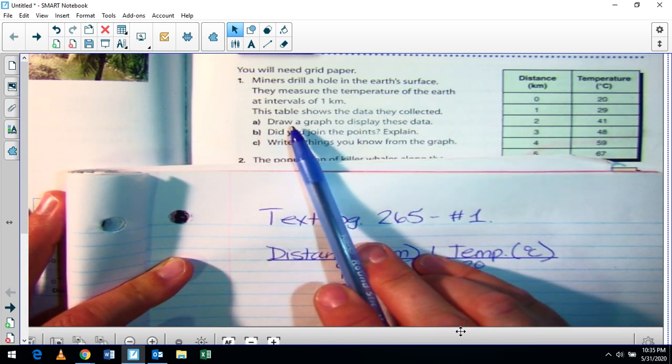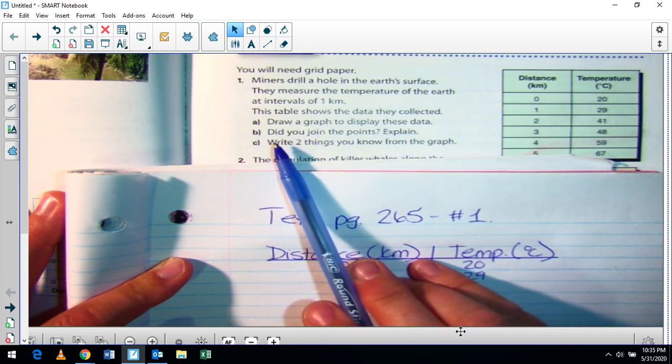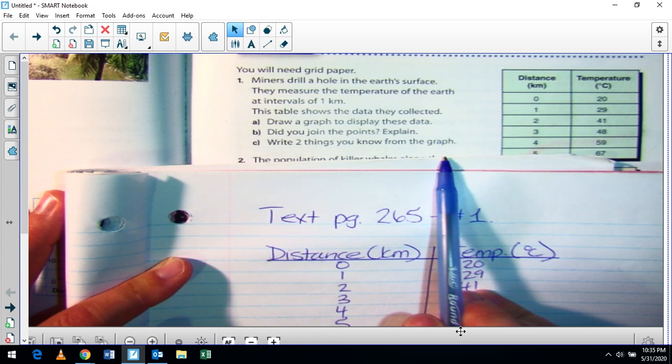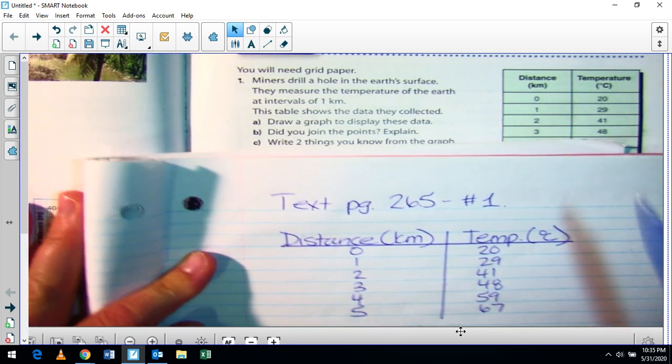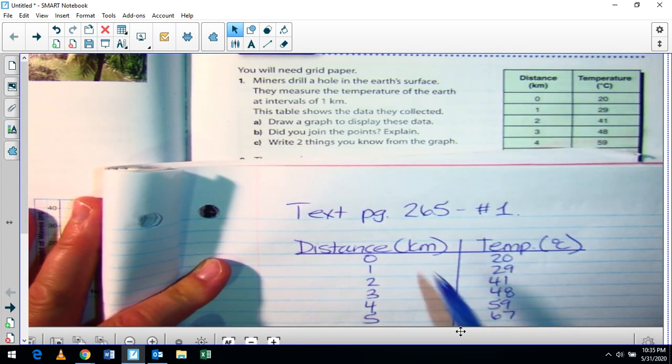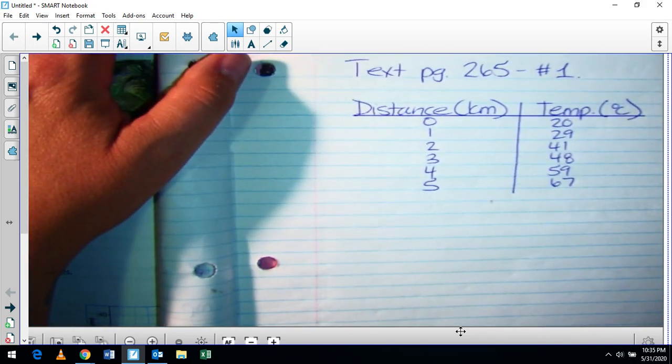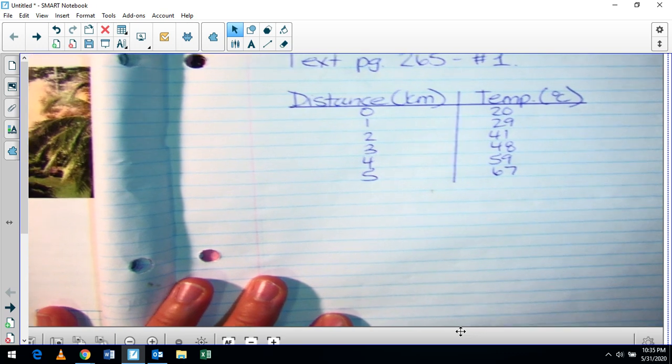The 3 questions are: draw a graph to display these data. Did you join the points? Explain. Write 2 things you know from the graph. Okay, so I've copied this table onto my paper so I have everything all in one spot, and then I can just move the textbook out of my way for now.